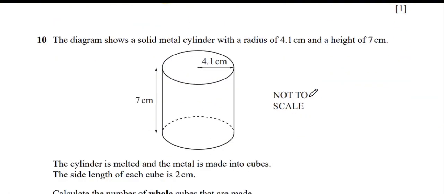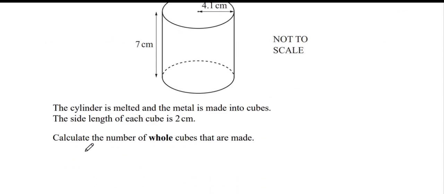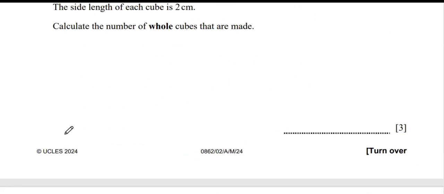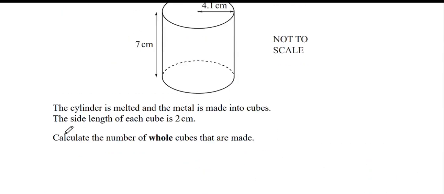In question 10, we have a cylindrical shape. We are given the dimensions: the radius as 4.1 and the height as 7 cm. They say that this cylinder is melted and the metal is made into cubes. The side length of each cube is 2 cm. Calculate the number of whole cubes that are made. First, since this cylinder is going to be melted, you need to find the volume of this particular cylinder. Then we use it to know the number of cubes that can be made from it.